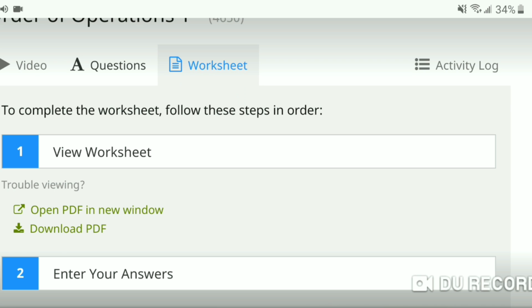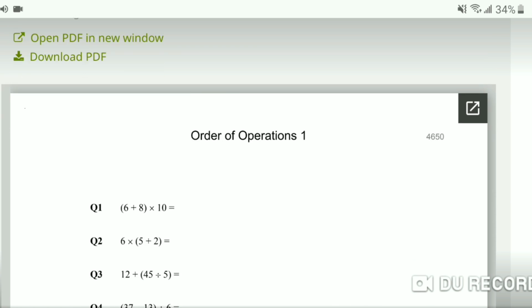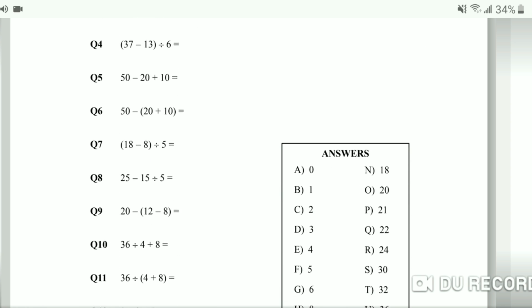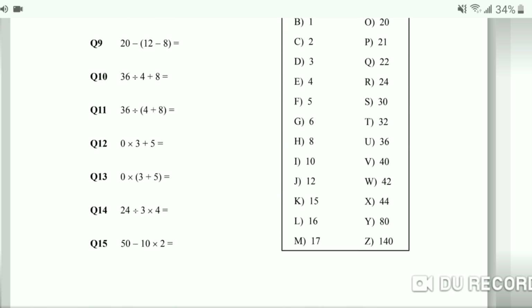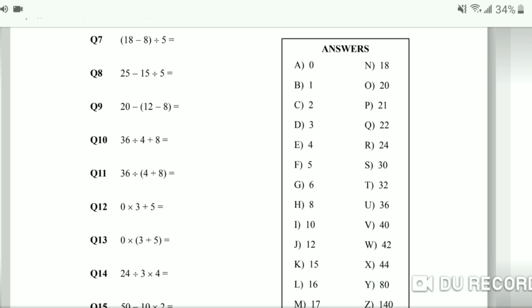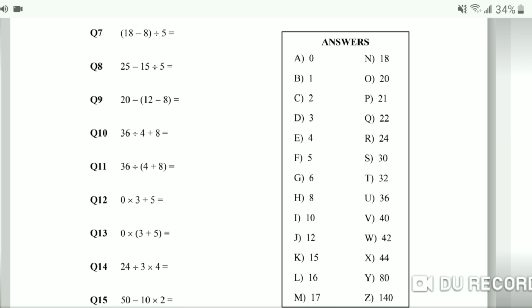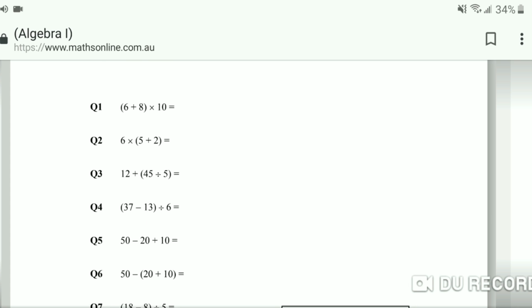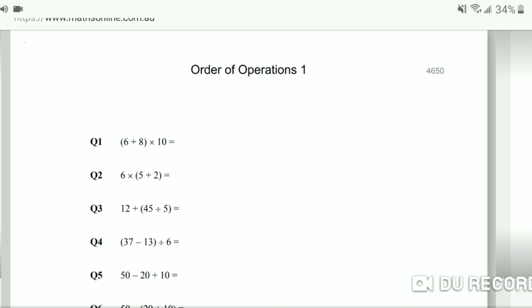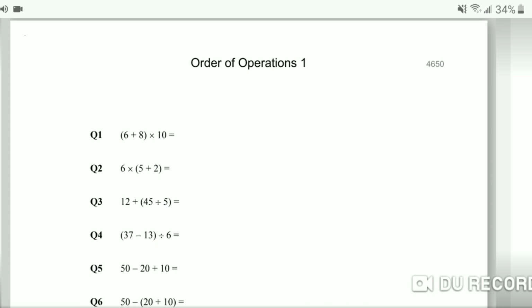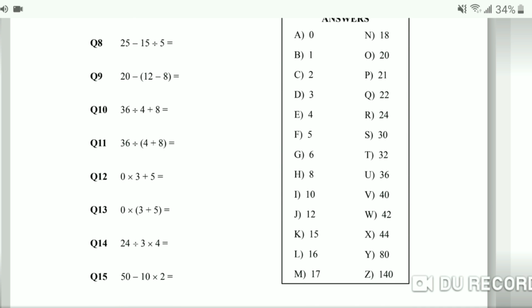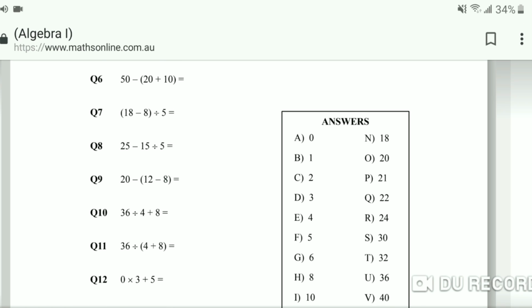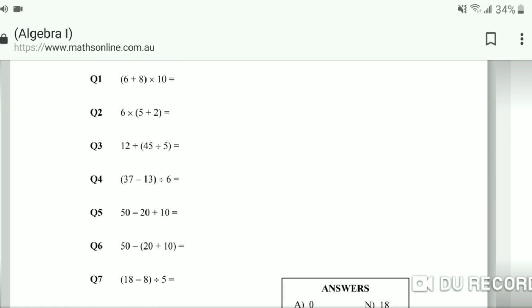My daughter usually uses a spiral notebook, and she will just open the worksheet so she can see what the questions are, but she will write the answers in her notebook itself. Now, as you see over here, it gives the answers. This is not the answers for the questions. It's not cheating. What she has to do is figure out the answer. Say for the first one, it would be 6 plus 8 times 10. Well, 6 plus 8 is 14 times 10 is 140. She would find the 140 here. That's Z. And then she would write that down in her notebook.